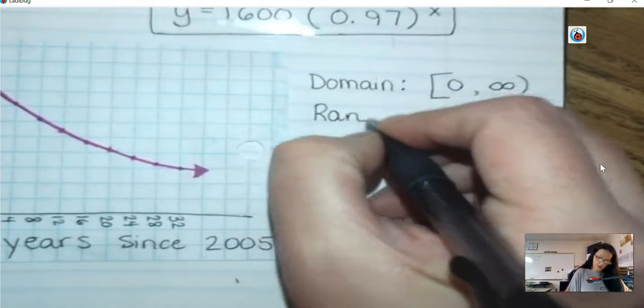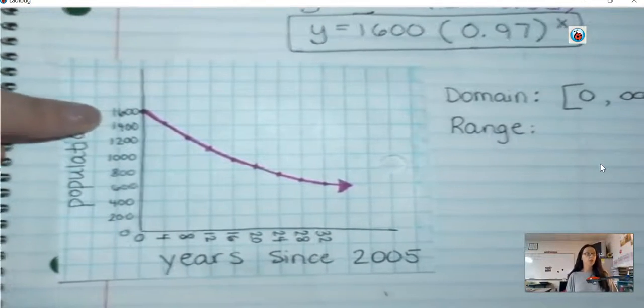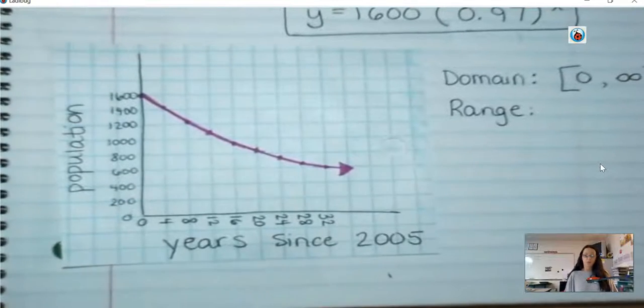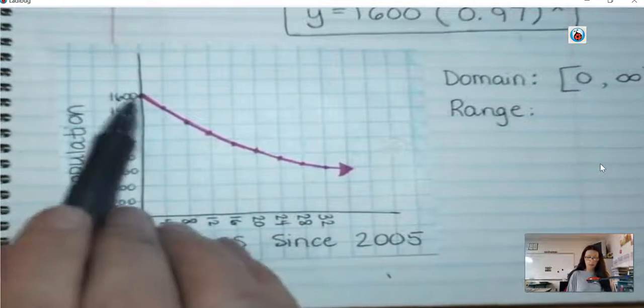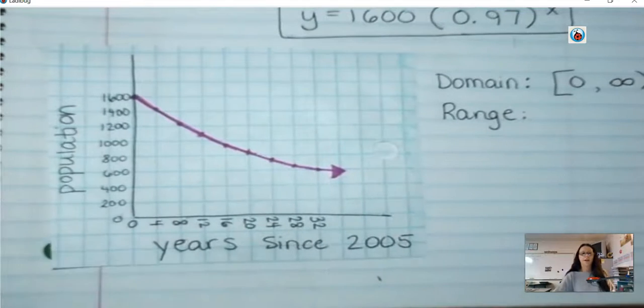Okay, range, that's your y values. Now be careful. Some of you are going to want to start with the 1600. Don't start with the bigger number. We start with the smaller number. So the smallest y value that I can use. This curve is going to keep going down forever.